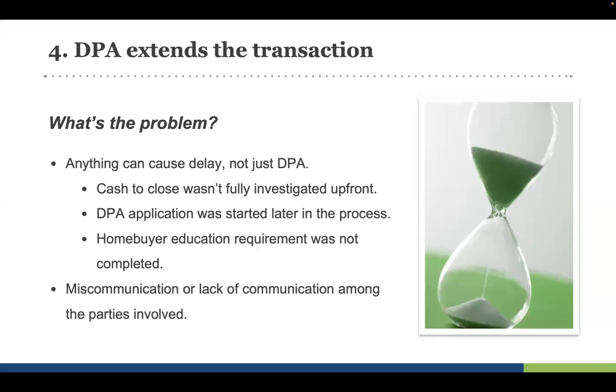Maybe cash to close was not fully investigated up front. Maybe the loan officer that was involved didn't fully investigate cash to close and didn't line up a down payment assistance that could otherwise have been the solution and prevented the extension or the delay to begin with. Or maybe they recognized that down payment assistance was necessary, but later on in the process, so they found the solution. But if the DPA isn't started at the same time as the mortgage, then yes, that can cause delays, right? You got to start everything up front.